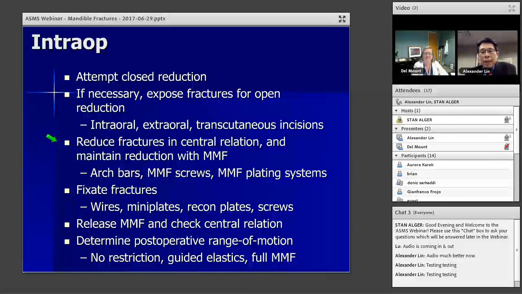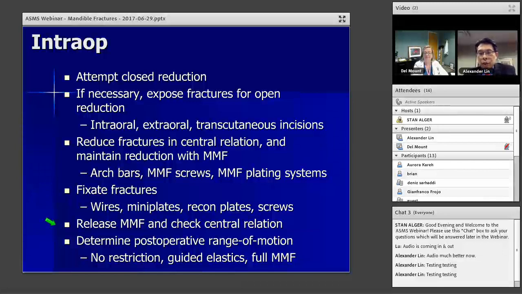fixation. So for me, that's usually when arch bars go on, or nowadays maxillomandibular fixation screws, or MMF plating systems such as hybrid MMF or the WAVE system are becoming popular. Now, just like a finger fracture where you hold the fracture reduction in place, you now are kind of holding your fracture reduction in place, and that's when you fixate the fractures using a combination of wires, mini plates, recon plates, or screws.